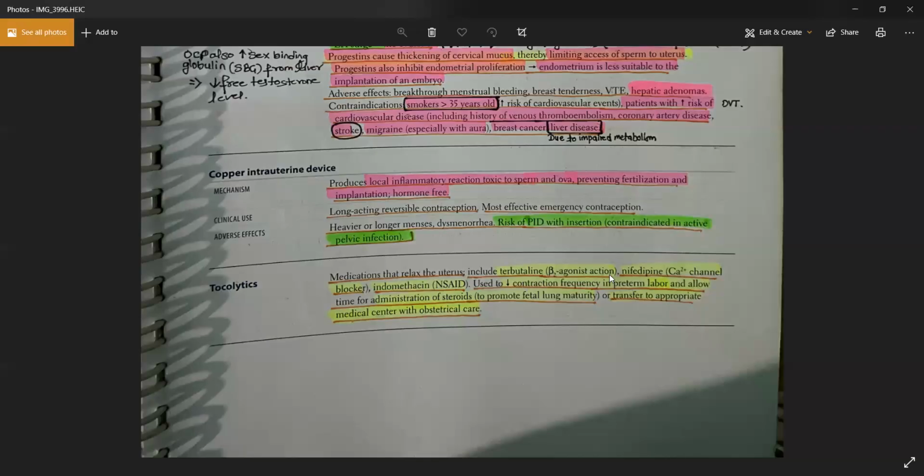If the proper facilities are not available in one hospital and the patient is already in labor, you will give the patient these drugs. So this will help the patient to transfer to a better location, right? So that is the use of these drugs.